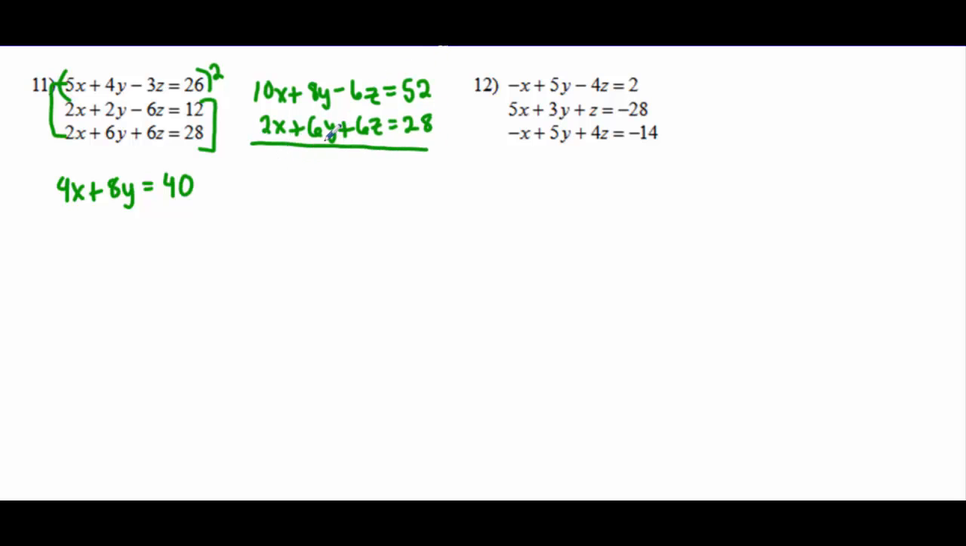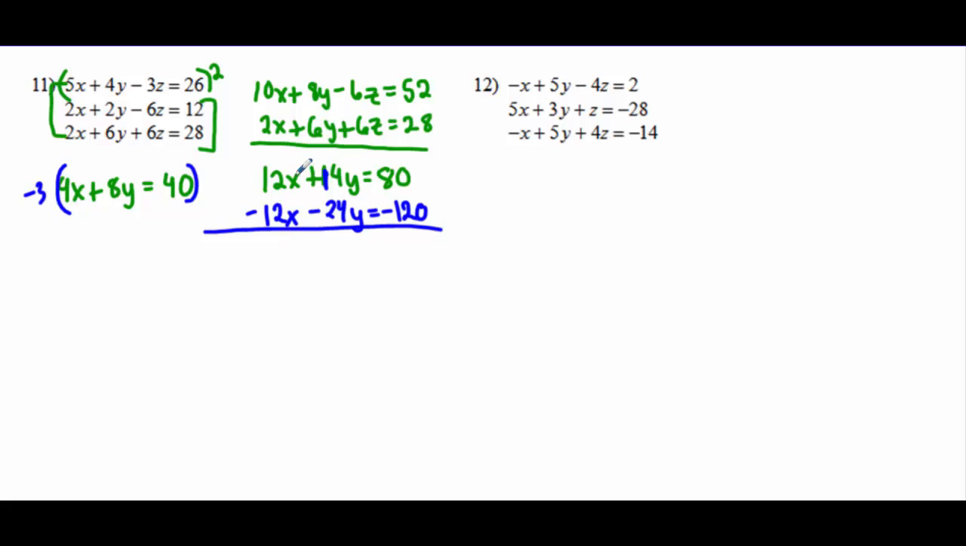So I add these together and I get 12x plus 14y equals 80. And so I have two equations now. That's a 14 right there. I have two equations that both have x and y. So I need to put them together and eliminate another letter. So I can eliminate the x's if I make this one on the left have a negative 12 in front. So that's negative 12x minus 24y equals negative 120.